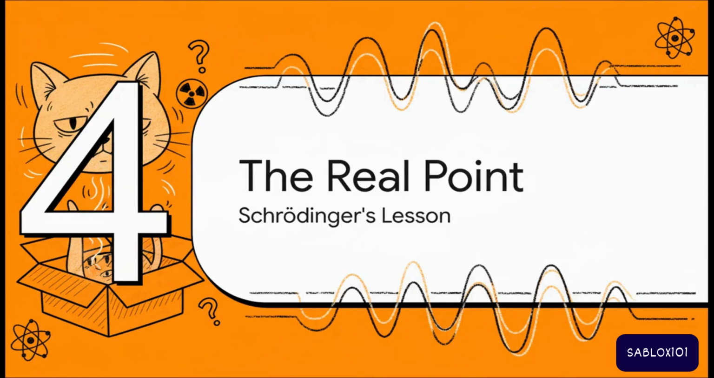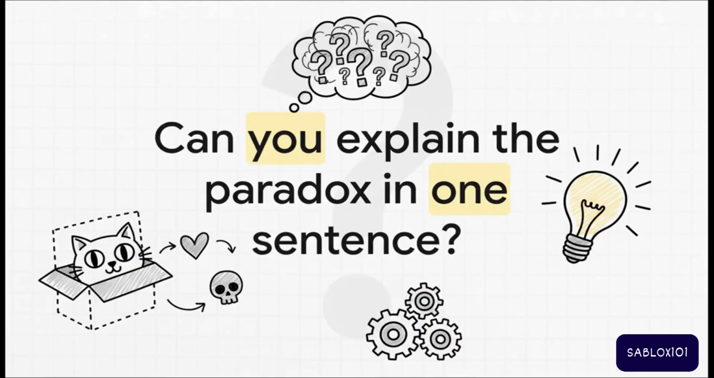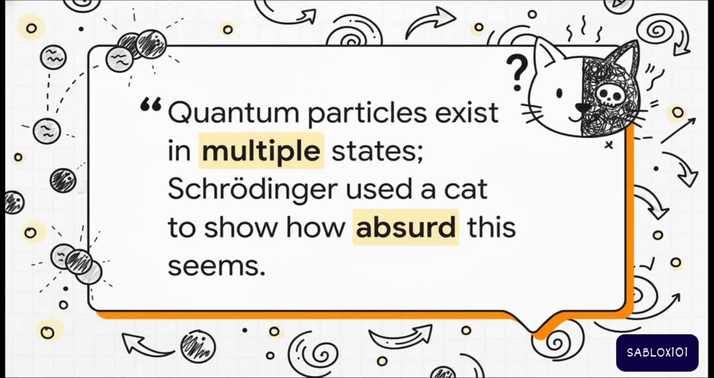Okay, so let's wrap this up. What's the real point of this whole story? What did Schrödinger actually want us to take away from this? Actually, before I tell you, try this yourself. Just pause for a second. Can you explain the whole point of Schrödinger's cat in just one sentence? It's a fantastic test to see if it clicked. So how'd you do? Here's my version.